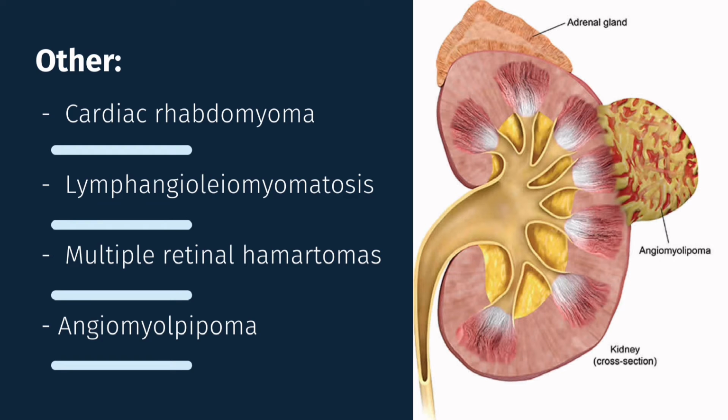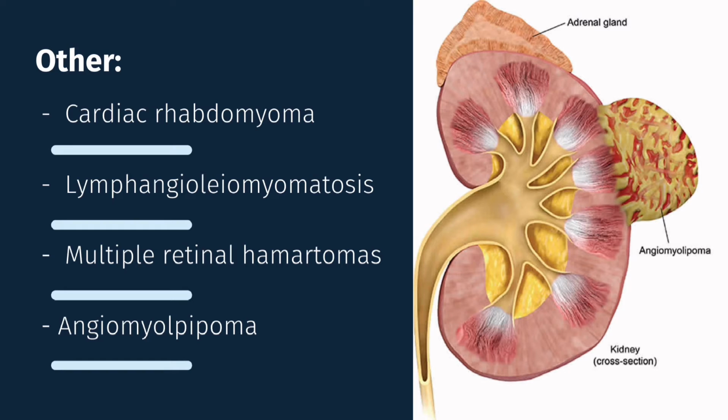So some of the other symptoms and characteristics that fall under major features are cardiac rhabdomyoma, which affects the heart. It's a non-cancerous tumor, and it can interfere with the way the heart works. And basically what it does is it blocks the flow to vital organs and causes an abnormal heart rhythm. Then there's lymphangioleiomyomatosis, which affects the lungs, and it's caused by an abnormal growth of smooth muscle cells, and this eventually leads to the formation of holes and cysts inside the lungs.